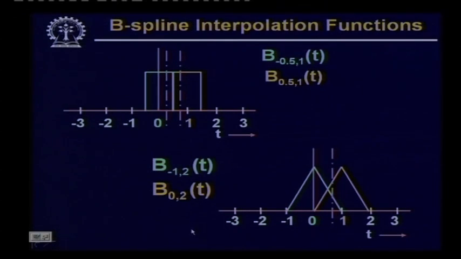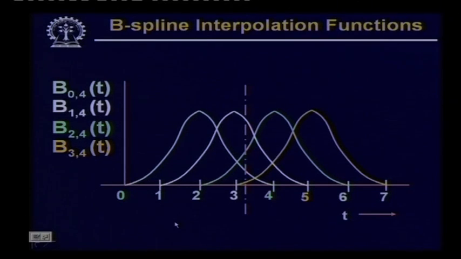Similar is also the case for the cubic interpolation. Here again, to find out the contribution of say p 0, I have to consider the B-spline function b minus 2 4 t. To find out the contribution of p 1, I have to consider the B-spline function b minus 1 4 t. To find out the contribution of p 2, I have to consider the B-spline function b 0 4 t, and so on.